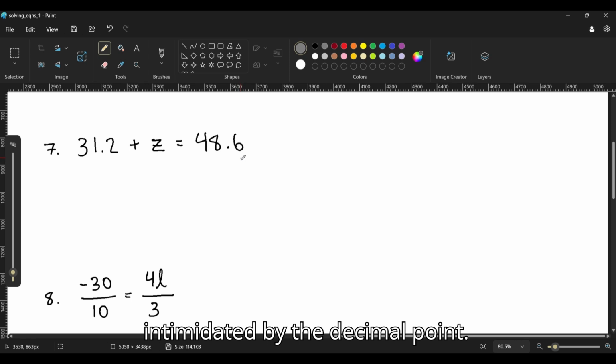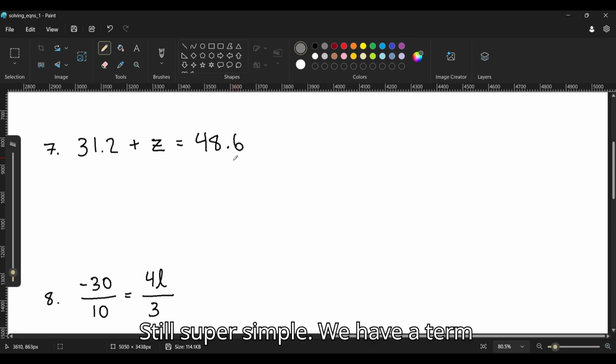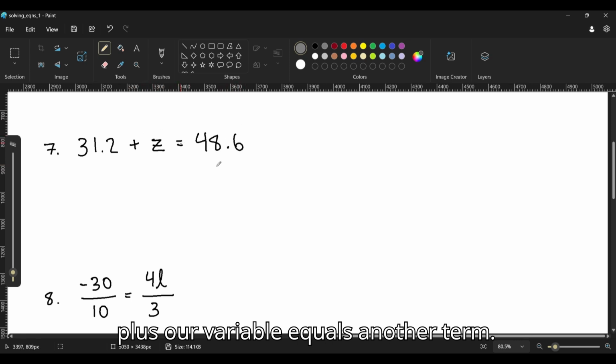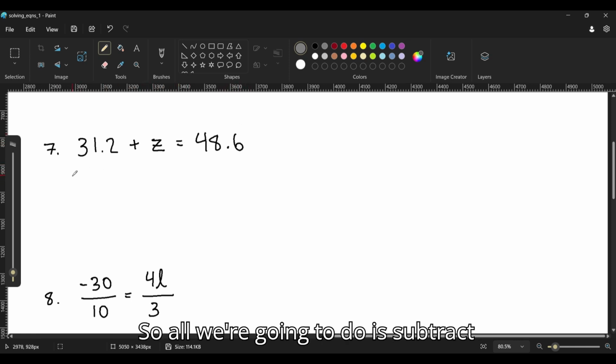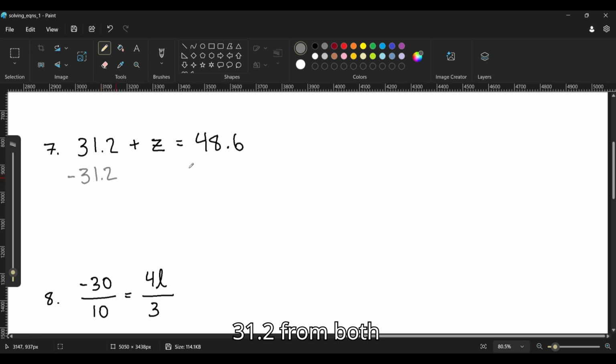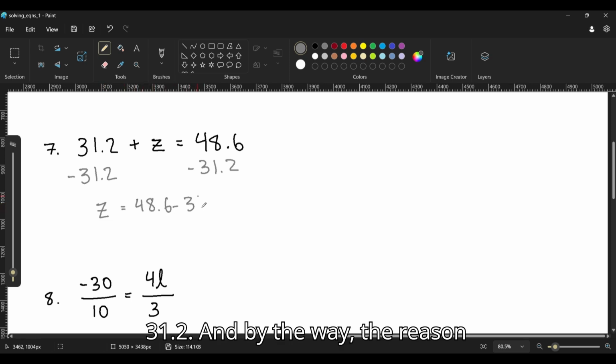Don't get intimidated by the decimal point. Still super simple. We have a term plus our variable equals another term. So all we're going to do is subtract 31.2 from both sides. That way we have z equals 48.6 minus 31.2.